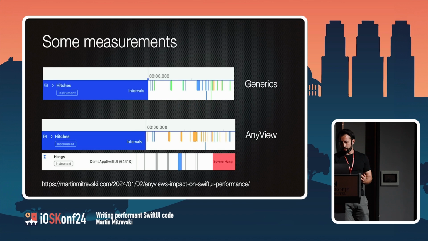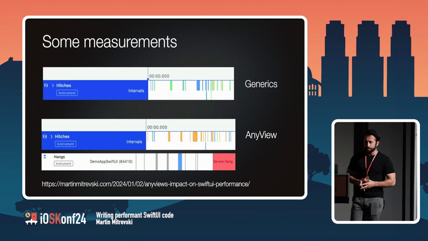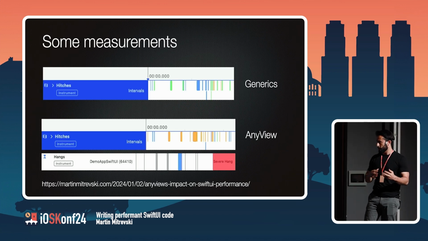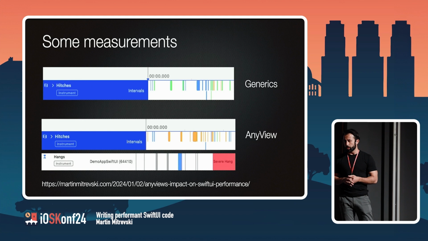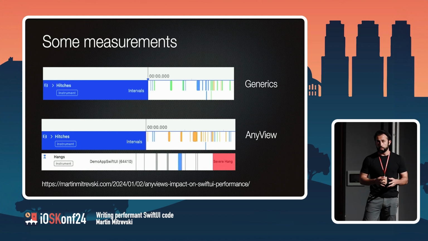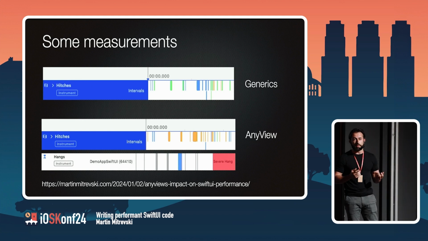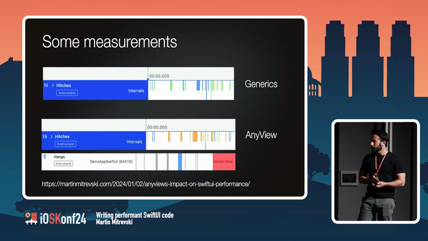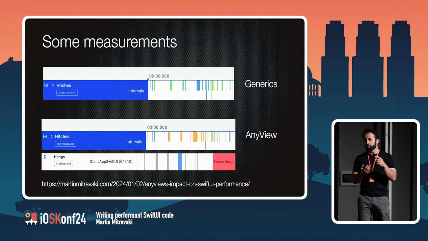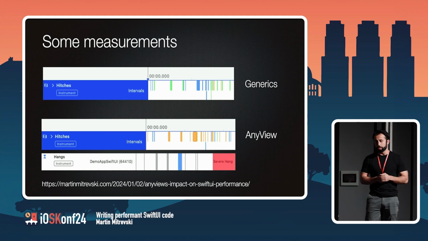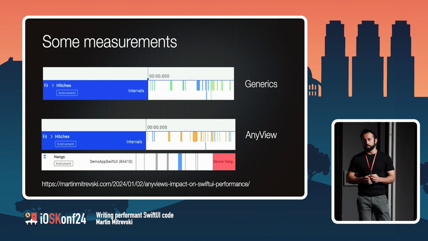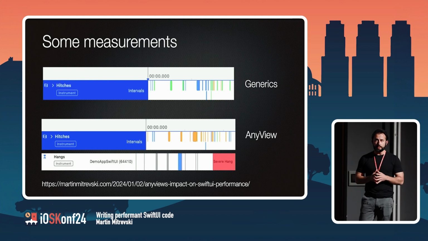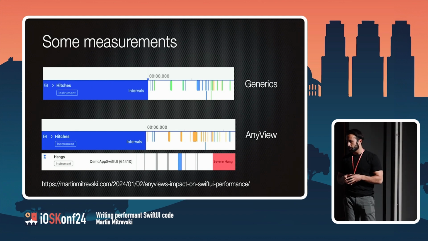So in order to verify this, I did some measurements. I changed the implementation of our SwiftUI SDK to use AnyView and compared it with what we have as default. I measured on an iPhone 11 and did things like scrolling and sending a lot of messages to see what happens, and measured this with Instruments. And the results are very interesting.